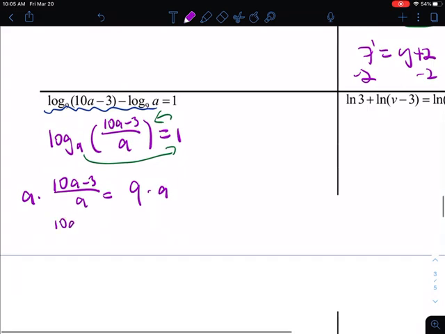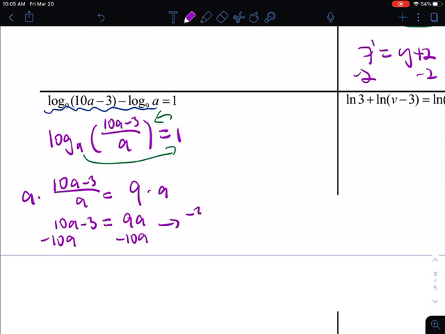Multiply both sides by a. I get 10a minus 3 is equal to 9a. And then let's go ahead and subtract 10a on both sides, and I'll get negative 3 equals negative a. Divided by negative 1, it looks like a equals 3. Once again, make sure you double check your work.